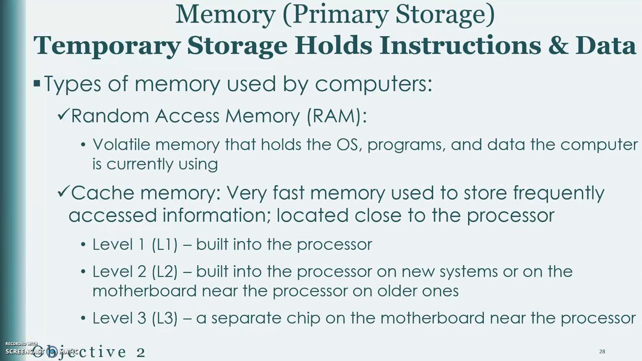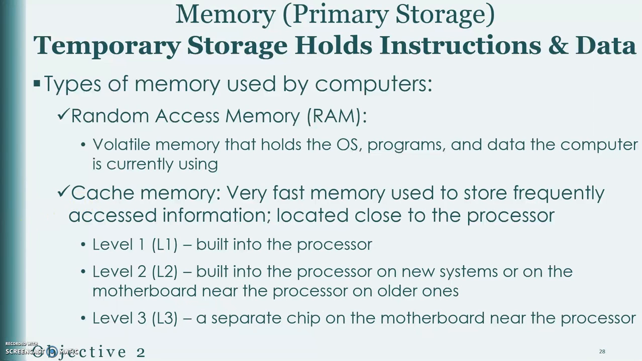Okay, so let's talk about memory. Memory is also known as primary storage. Memory is temporary storage that's used to hold instructions and data. There are two different types of computer memory. There's RAM, which is random access memory. And then there is cache memory, okay, right here.